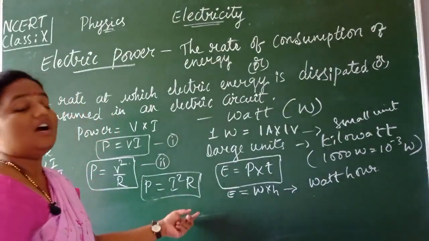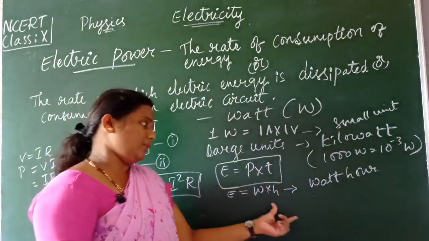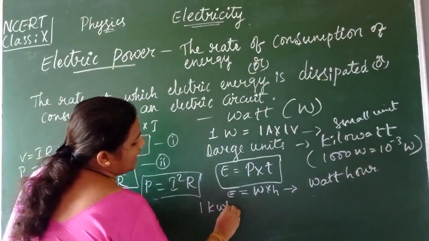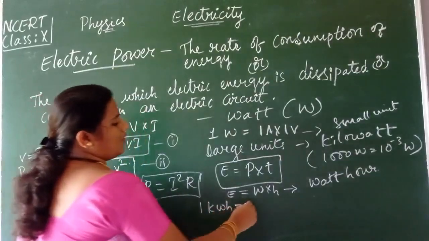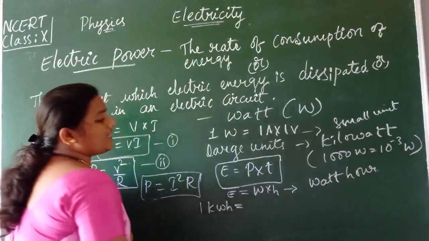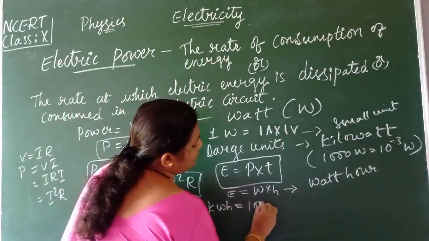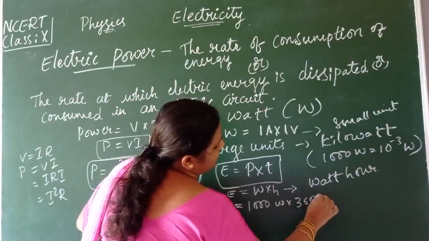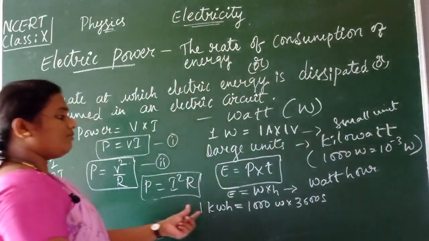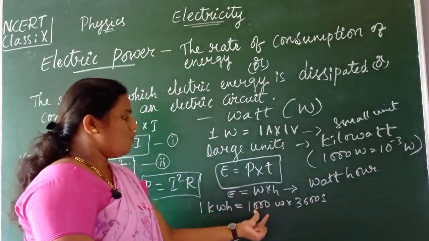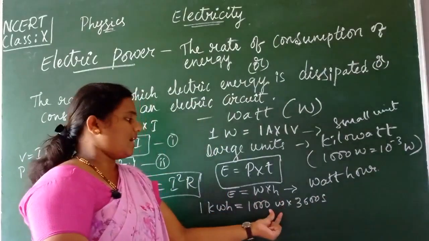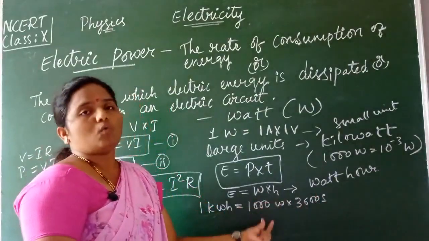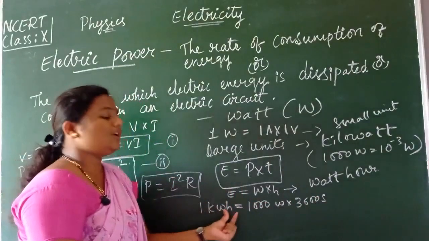And sometimes we will use larger units, children. 1 kilowatt hour is nothing but, what is that watt value, children? 1 kilowatt means 1000 watts into hour means 3600 seconds. So when 1 kilowatt of energy is consumed in 3600 seconds, or 1 hour, it is said to be 1 kilowatt hour.